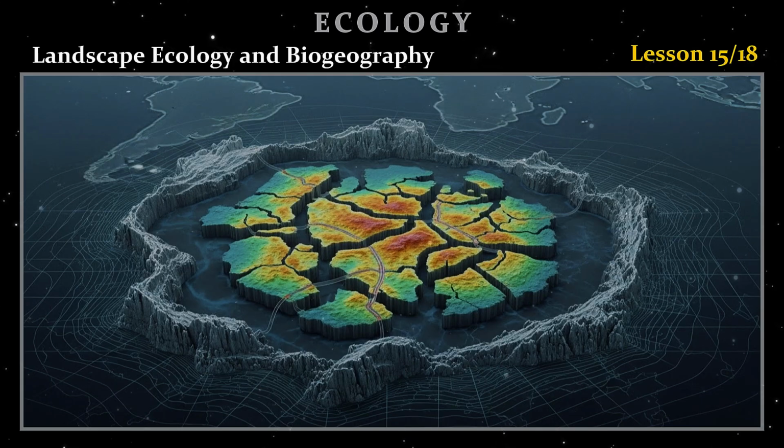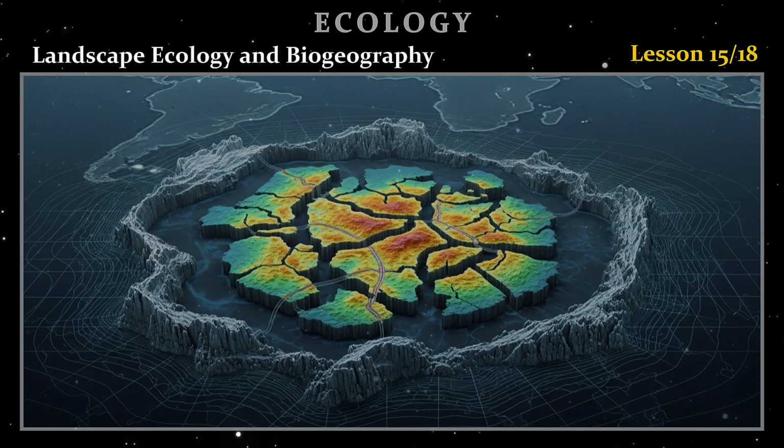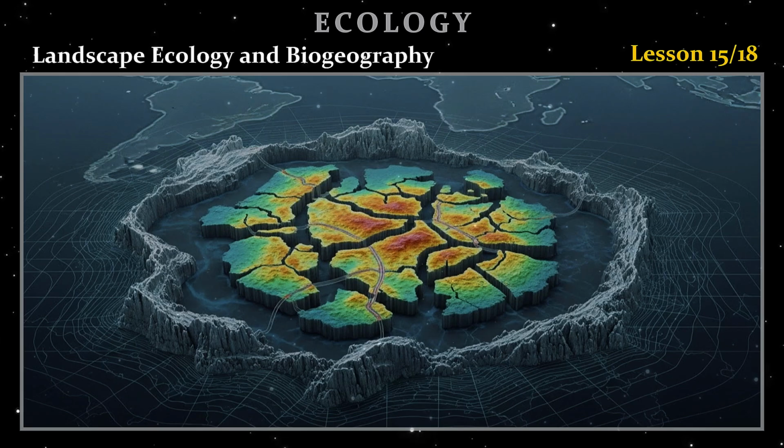You now understand the map. You see the patches of green, the matrix of grey, and the thin lifelines of corridors connecting them. You understand that the size of the island and its distance from the shore dictate the richness of life. But so far, we have walked mostly on solid ground. We have spoken of forests, fields, and mountains. Yet, the majority of our planet is not land, it is water.